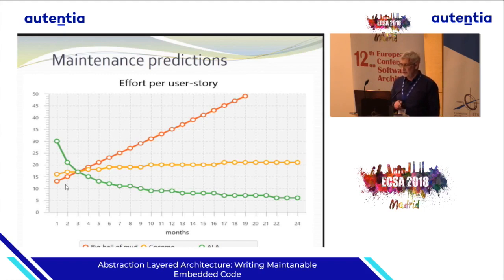That compares with a loosely coupled type of architecture, which we usually aim for, which would follow more the orange line. Because of the loose coupling, as the program gets bigger or as time goes on, the effort per user story typically climbs up. And if you're really bad, you'd be following the red line.